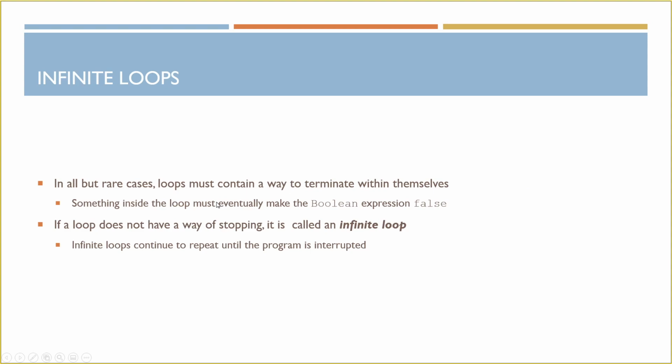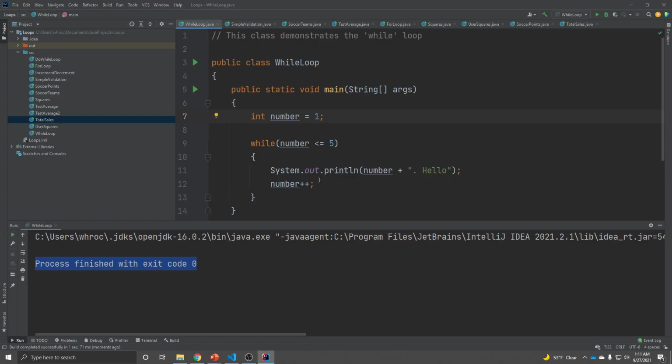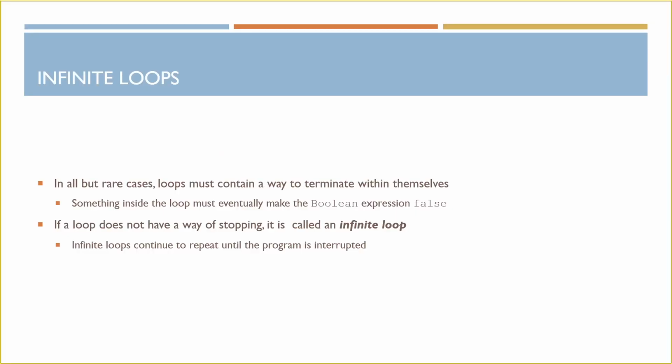Like I said, an infinite loop, in all but rare cases, loops must contain a way to terminate within themselves. So basically something inside the loop needs to make that Boolean expression false, which in our IntelliJ case is this right here, right? Incrementing our number variable will eventually make it greater than 5. This is our way out of the loop. If we don't have that, we're going to get an infinite loop, which is what we saw earlier, where it was just printing hello forever, and we had to manually kill the process. That's what an infinite loop is.